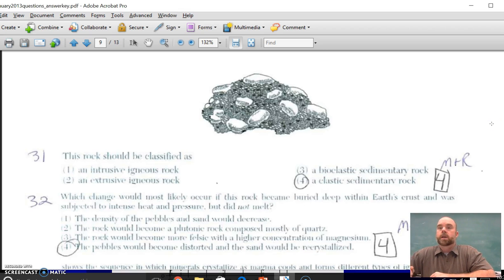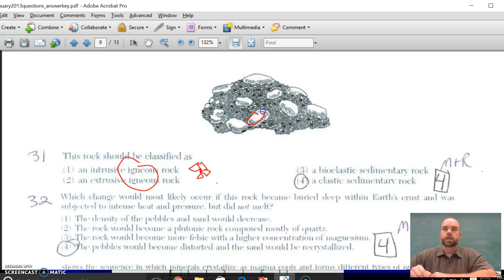All right, we'll have this hopefully be the last video. Here it says this rock should be classified as... So over here we have intrusive or extrusive igneous rocks. We know that if we have an igneous rock, we're looking for intergrown crystals of some sort. This is not intergrown crystals.